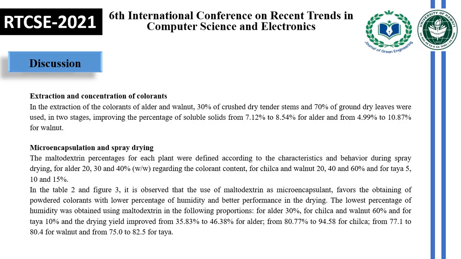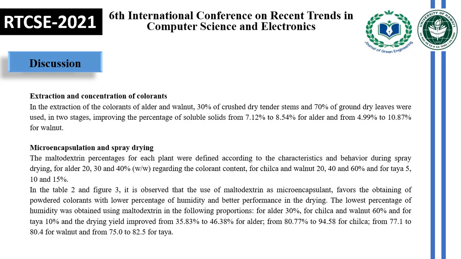Discussion. Extraction and concentration of colorants. In the extraction of the colorants of alder and walnut, 30% of crushed dry tender stems and 70% of ground dry leaves were used in 2 stages, improving the percentage of soluble solids from 7.12% to 8.54% for alder, and from 4.99% to 10.87% for walnut.